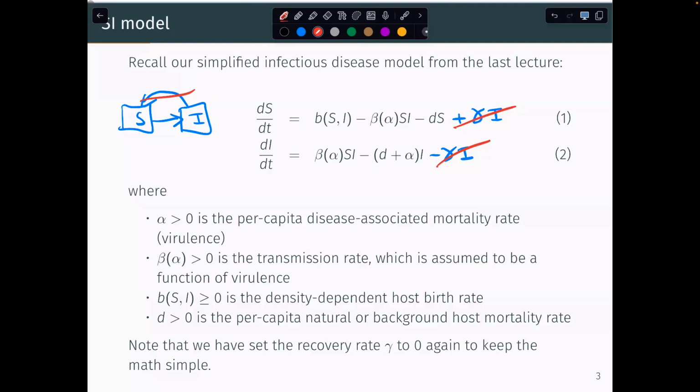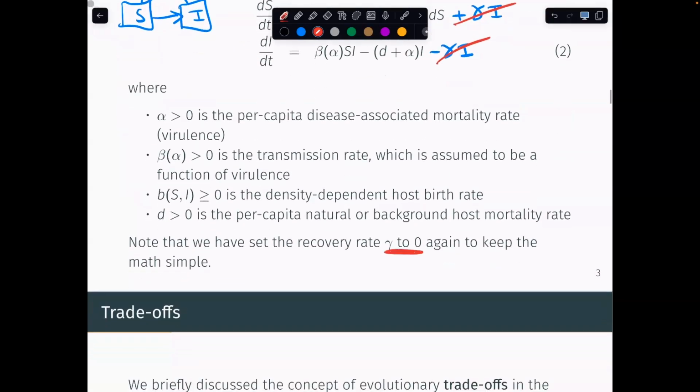Where was I? Okay, so we have this trade-off between transmission and virulence. I'll talk about that a bit more in a moment. We've also got here a death rate D. That death rate D is essentially everything other than disease. And like I said, we've set this recovery rate here again to be 0, just to keep the math a little bit simpler.